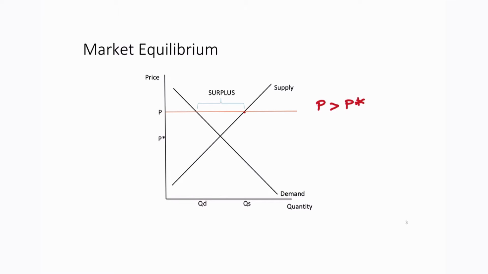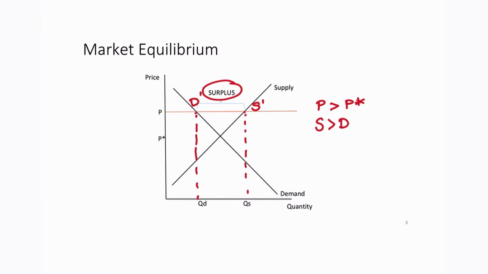Here we have our supply, we'll call this S prime, and here we have our demand, we'll call this demand prime, and the corresponding quantity supplied and quantity demanded. At this point, we see that supply is greater than demand, and this results in a surplus.